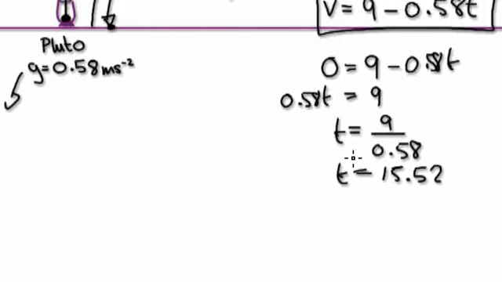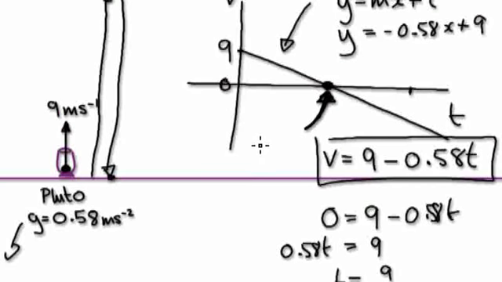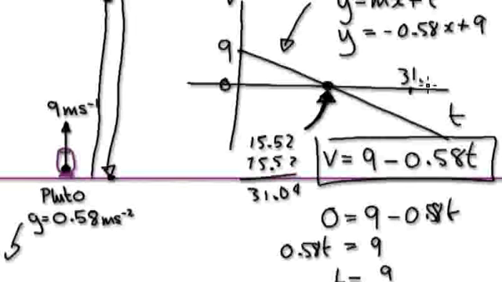15.52. So this time here is 15.52. So the time of flight will be double this. So it would be this plus itself. So this will be 4, 0, carry the 1, so that's 1, 2, 3. So it would be 31.04. Okay. So the total time of flight would be this.